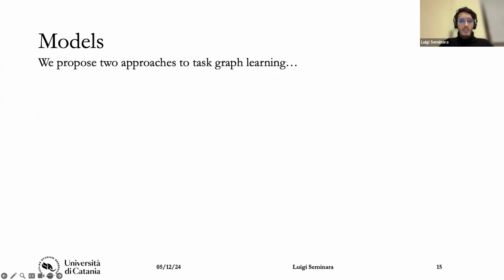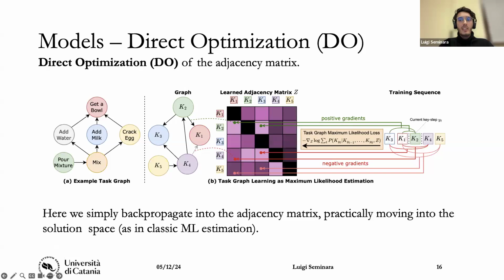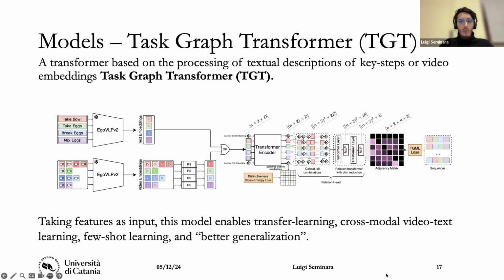We propose two approaches to task graph learning. The first is the direct optimization of the adjacency matrix, where we initialize the adjacency matrix Z randomly and simply backpropagate into it, practically moving in the solution space as in classic machine learning estimation. But we also propose a task graph transformer, which represents the main advantage of using our loss to learn a task graph, because we can train a model that generates a task graph starting from text descriptions of key steps or video embeddings. Taking features as input, this model enables transfer learning, cross-modal video-text learning, and better generalization.